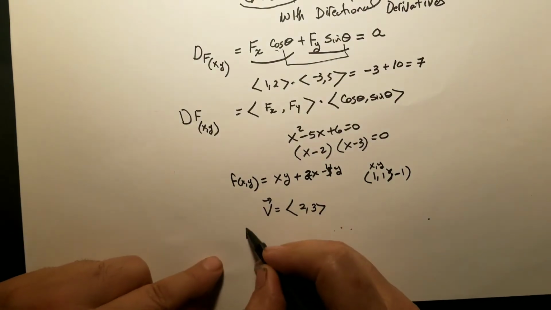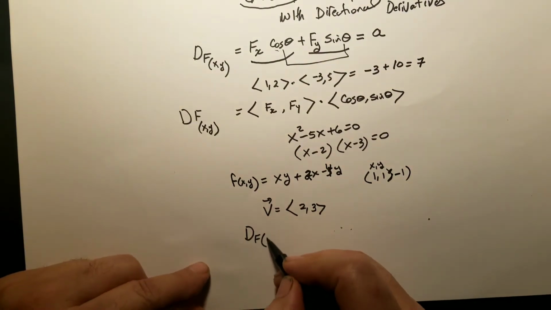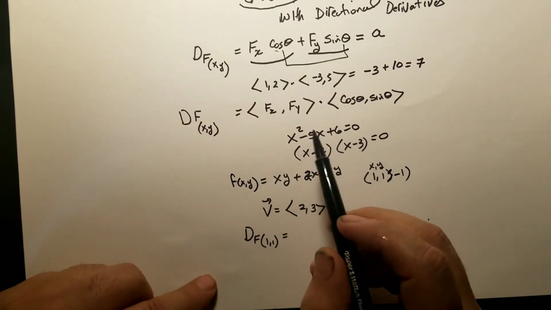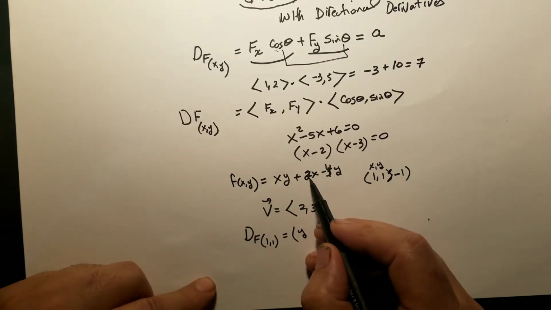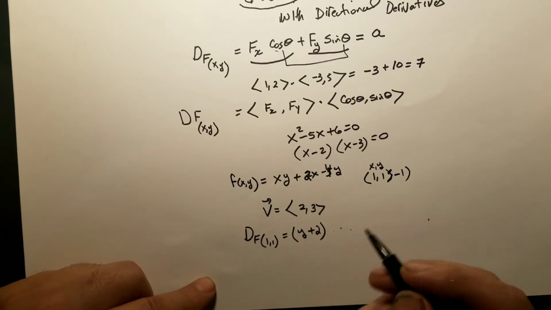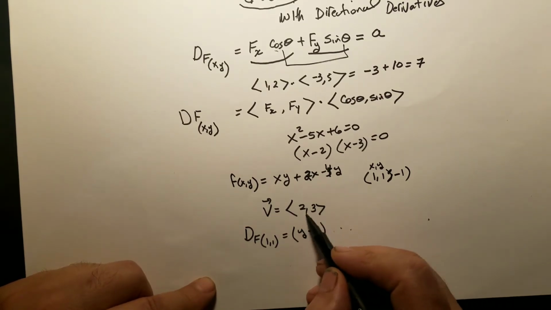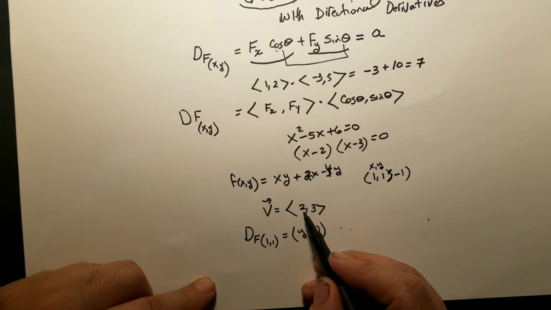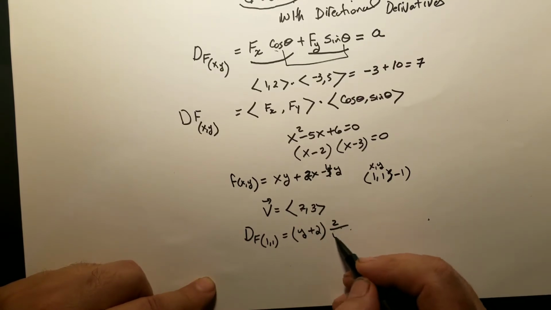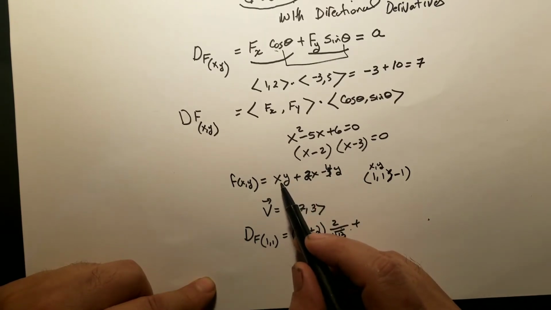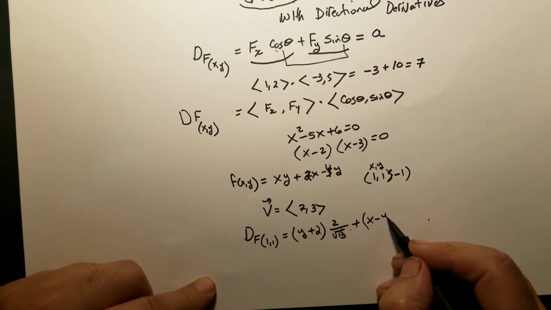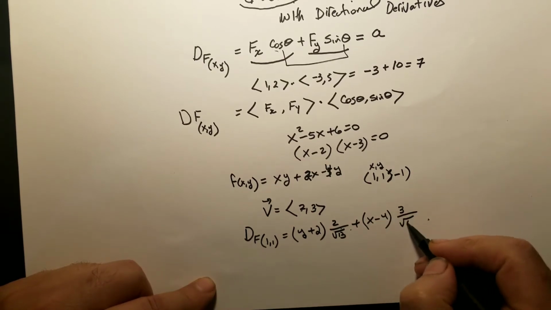Okay, I want to know what my directional derivative of the function is at the point 1 and 1. Therefore, I want to know the partial derivative with respect to x. This is y, and this one with respect to x is 2. But I need a unit vector right here, which is cosine. Cosine is x over r. Your r is the square root of x squared plus y squared, 4 plus 9 is 13, so 2 over the square root of 13, plus the partial derivative with respect to y, which is x minus 4, x minus 4, and 3 over the square root of 13.